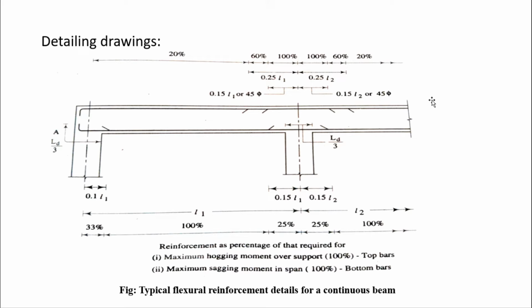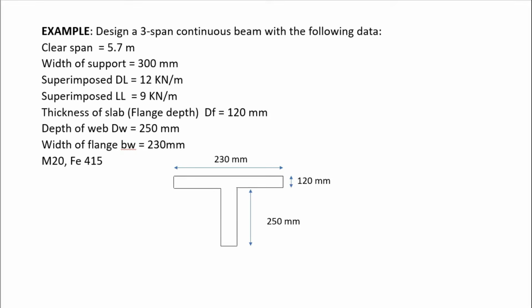And now I'll explain the full design by taking the help of an example. So here we have to design a 3 span continuous beam with the following data. The clear span of the beam is 5.7 meters. Width of each support is 300 mm. Superimposed dead load is 12 kN per meter, and the superimposed live load is 9 kN per meter. The thickness of the slab that is supported by the beam is 120 mm, the depth of web is 250 mm, and the width of flange is 230 mm.